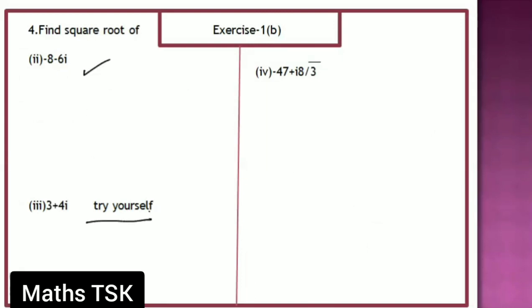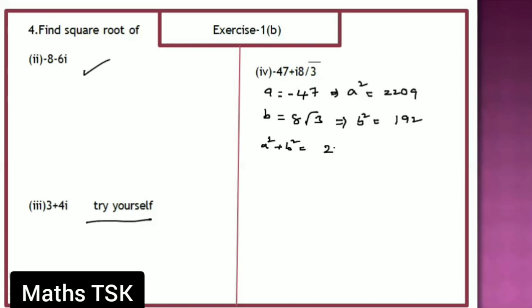You can try this. And now come here, it's a bigger one. What is a? a is equal to minus 47. This implies a square is equal to 2209. What is b? b is 8 root 3, and then b square becomes 64 into 3, which is 192. Okay, and then a square plus b square is equal to 2401. This implies root of a square plus b square is 49.